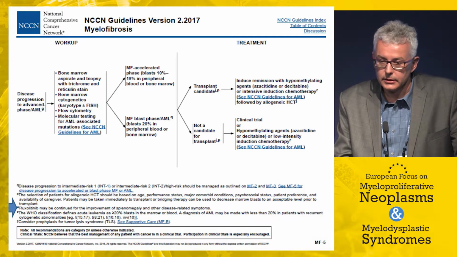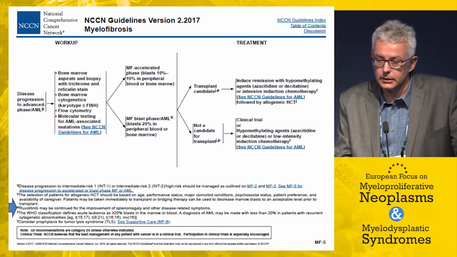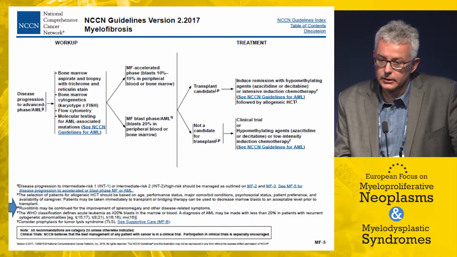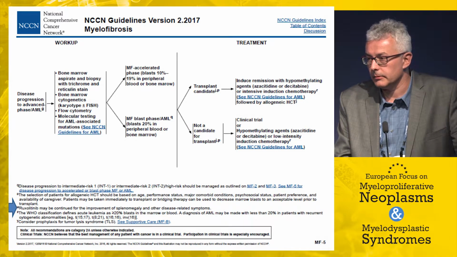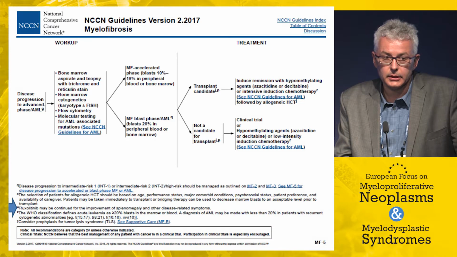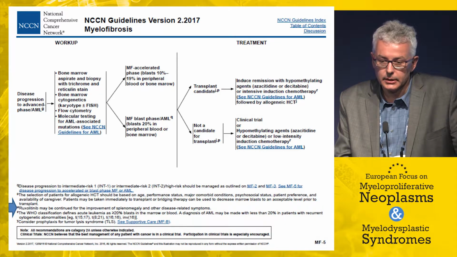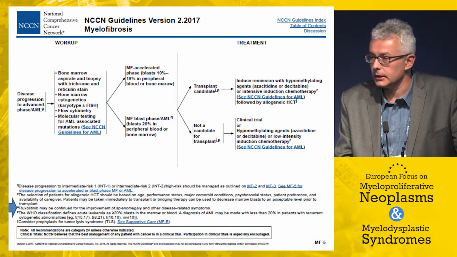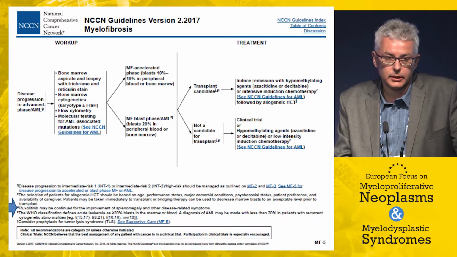So we assess these patients in the same way. Is it a transplant candidate? If there is a donor and a transplant candidate, then induce remission either with hypomethylation agents or intensive chemotherapy, because they are equal in their ability to induce CR, and then followed by allogeneic transplant. If there is no transplant or no transplant candidate, trials are always a possibility, but then we suggest hypomethylation agents or low-intensity induction.